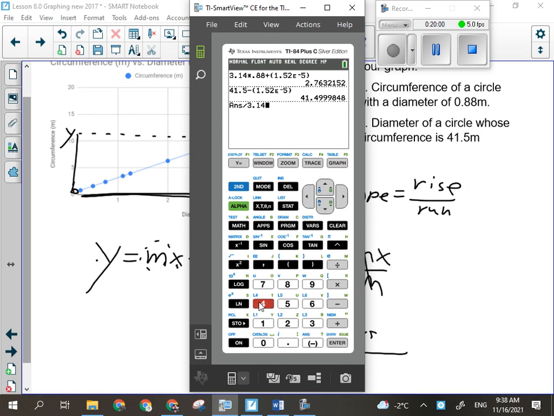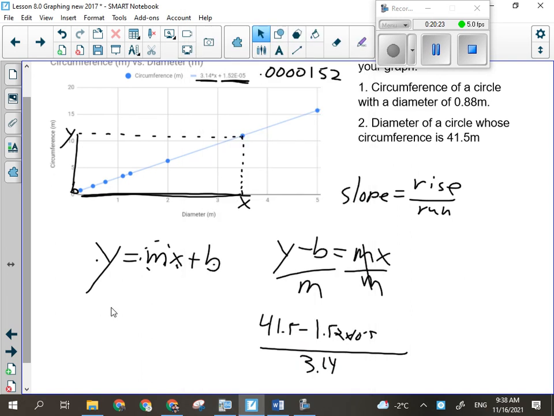Now, on your calculator, if you were doing this and actually needed to use pi, you should use the pi button. But here I'm using the slope Google Sheet spit out for me, which is just 3.14. Okay, so 13.2 meters is the diameter of that particular circle. Everybody okay with that one? All right, what's the next one here?